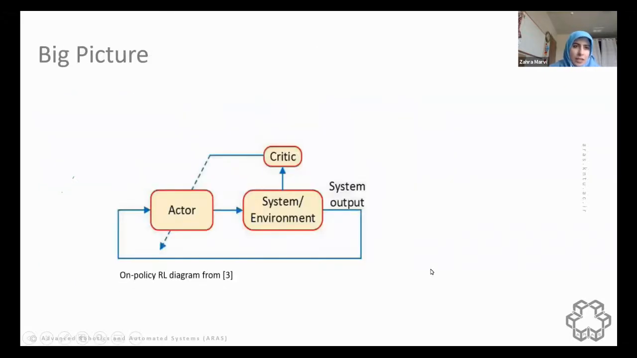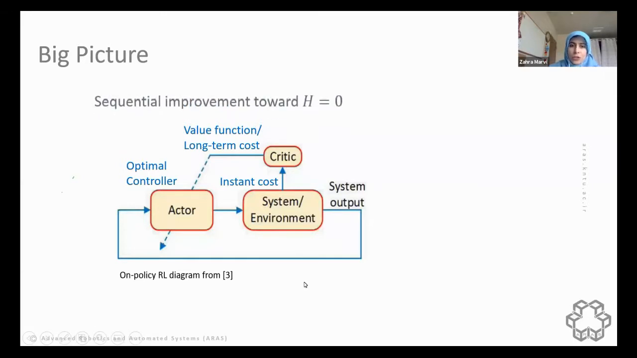And here is the big picture we have talked about so far. We have a system dynamics and we apply some controller and we receive some instant cost. Using the instant cost that we are receiving, we try to approximate the value function and the long-term cost, which is called the critic network. And also using that, we try to find the optimal controller, which is the actor network. And how we are updating the network weights, our approach is to sequentially improve toward H equal to 0.